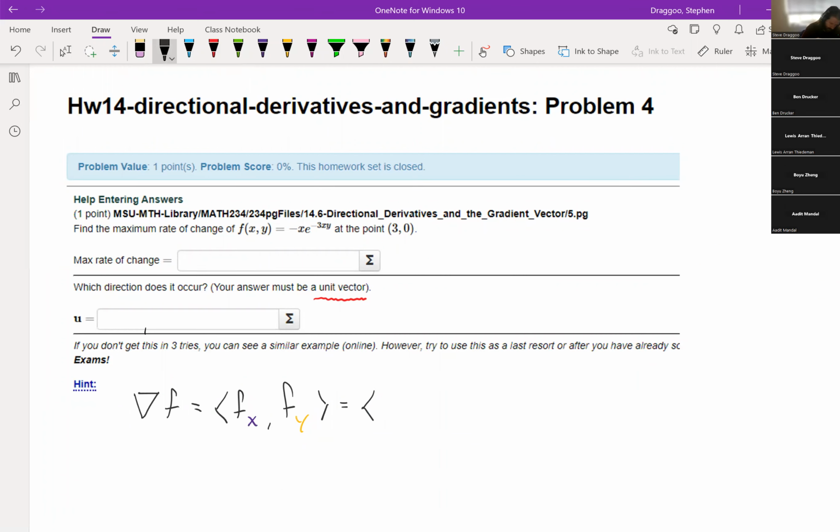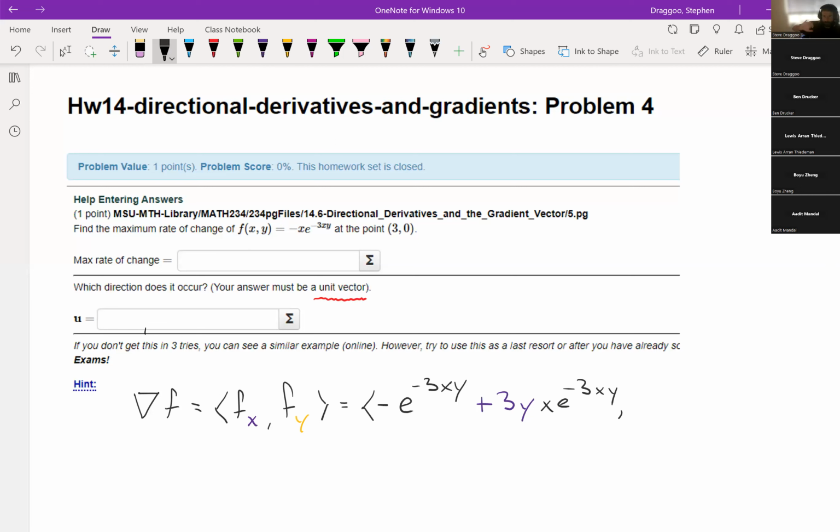So negative x times e to the negative 3xy. The x partial is going to be negative e to the negative 3xy. This requires the product rule, so I'm going to do the derivative of x first, and then add on to that the derivative of the e to the x part. Adding on to that, I've got a negative x, but also if I take the derivative of e to the negative 3xy, I'm going to bring down a negative 3y from the chain rule. So in the end, this thing becomes plus, because it's a double negative, so plus 3yx e to the negative 3xy. And that's our x component, our x partial.